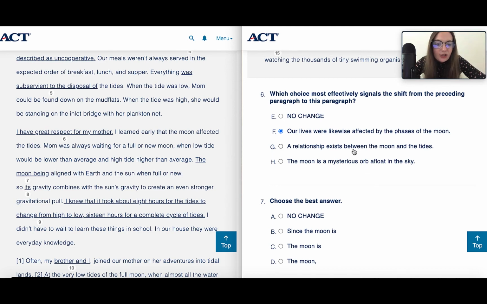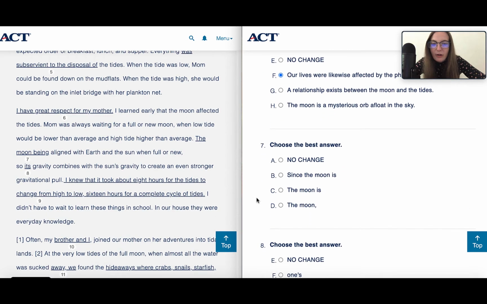Choice G, "A relationship exists between the moon and the tides." That would be a good introduction sentence, but again, it's asking us to shift. So choice G doesn't account for the previous paragraph. And H, "The moon is a mysterious orb." I mean, I think it's pretty non-mysterious given how they're characterizing it. It seems pretty predictable and cyclical, so that's a no.